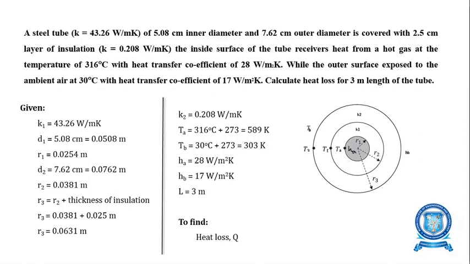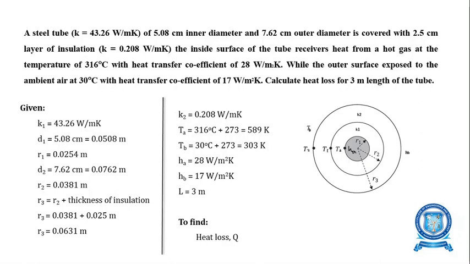Then, 7.62 centimeter outer diameter. The outer diameter of the steel tube is 7.62 centimeter. Immediately you have to convert it into meter. Afterwards, we convert it into the radius by dividing by 2. R2 is equal to 0.0381 meter. Then to find the value for the insulation, read the problem once: 7.62 centimeter outer diameter is covered with 2.5 centimeter layer of insulation. K is equal to 0.208 watts per meter Kelvin.